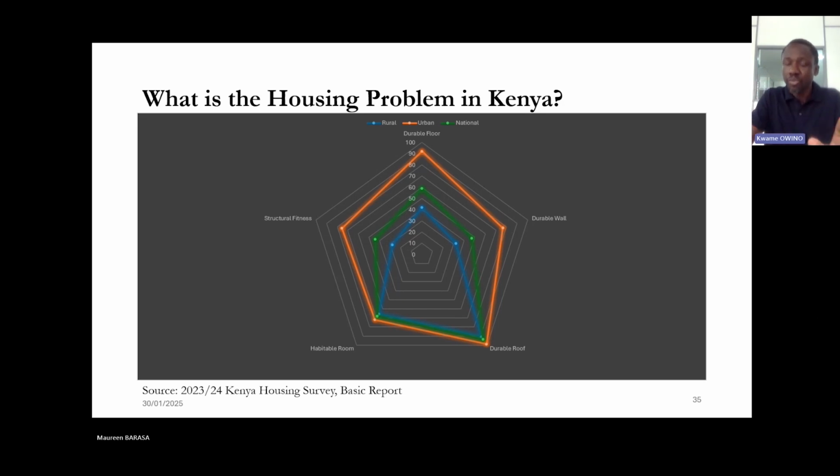Then the housing problem that should be solved is helping people who live in Kenya's rural areas to live in far better structures. So the structural fitness on one side, and the habitability of those rooms, it's overwhelmingly a rural problem. So that's one.